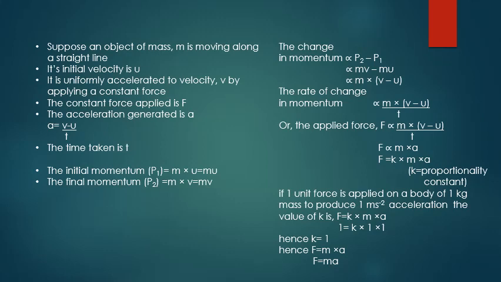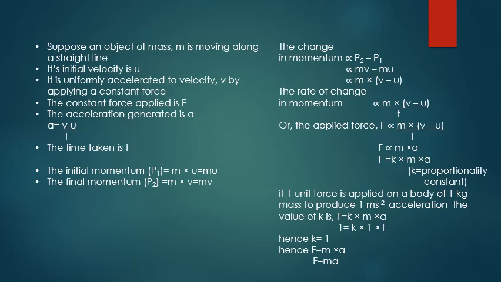Now the rate of change in momentum. The rate means by the time it took. So if the total time taken was t, then the rate would be the change in momentum divided by the time taken. The change in momentum was m into (v minus u), and the time taken was t. So it finally becomes m into (v minus u) upon t.